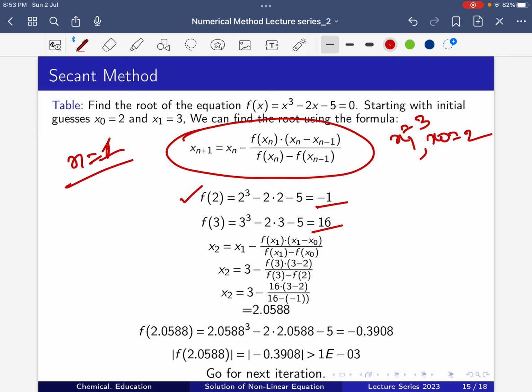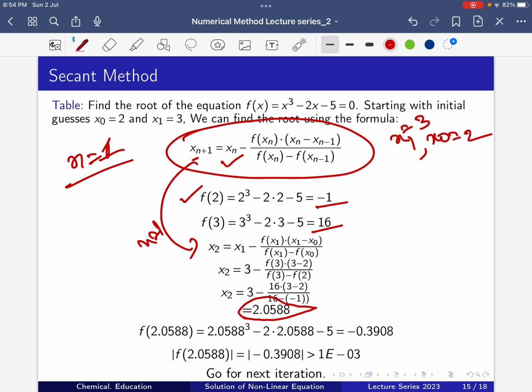Now we are plugging in the formula. For n = 1, x2 = x1 minus f(x1) times (x1 minus x0) divided by (f(x1) minus f(x0)). Here x1 is 3, f(3) is 16, 3 minus 2, divided by f(3) which is 16 minus f(2) which is minus 1. If we do that, we get x2 = 2.0588.